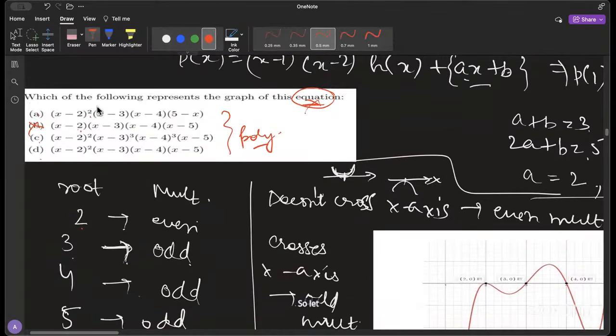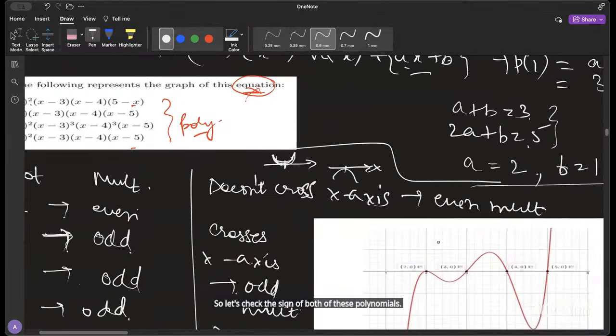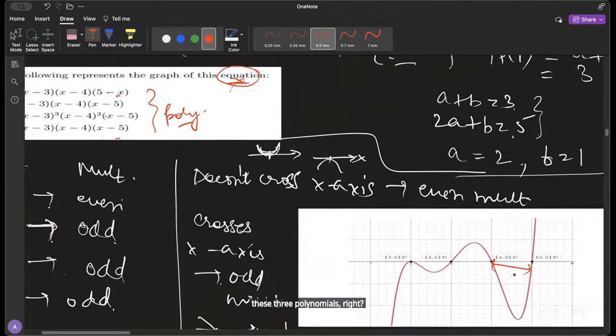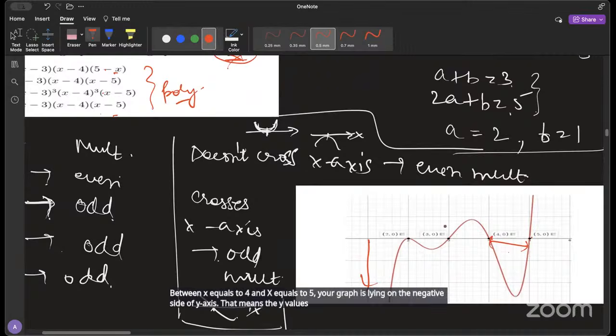So let's see what is different in these factors. This is 5 minus x and x minus 5. That means it's about the sign here. So let's check the sign of these polynomials when x is between 4 and 5. What should be the sign of this polynomial when x is between 4 and 5? Negative, right? Because the entire graph is lying on the negative side of the y-axis. Between x equals 4 and x equals 5, your graph is lying below the x-axis, which means the y values here are negative.